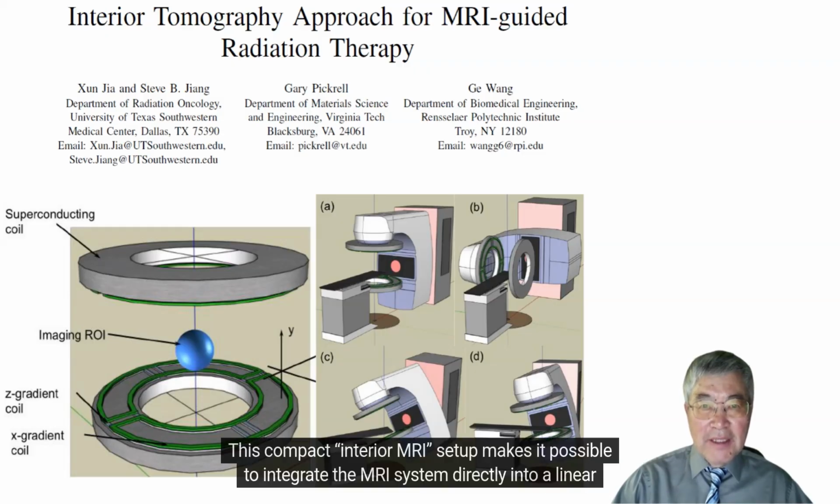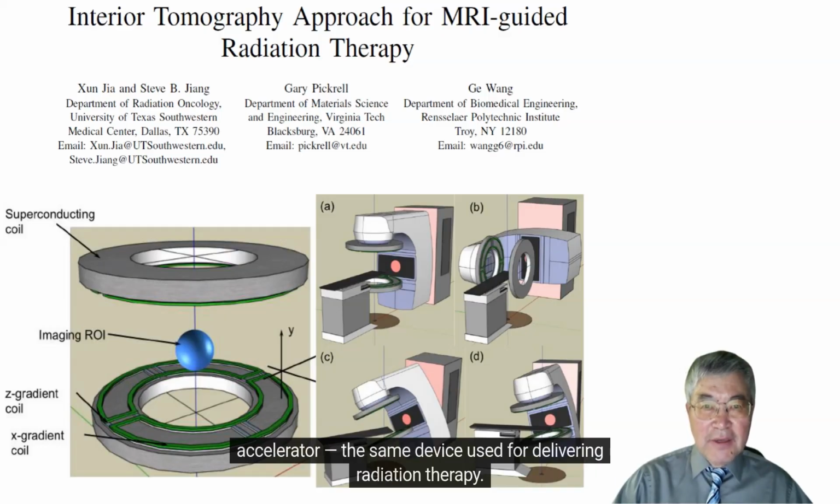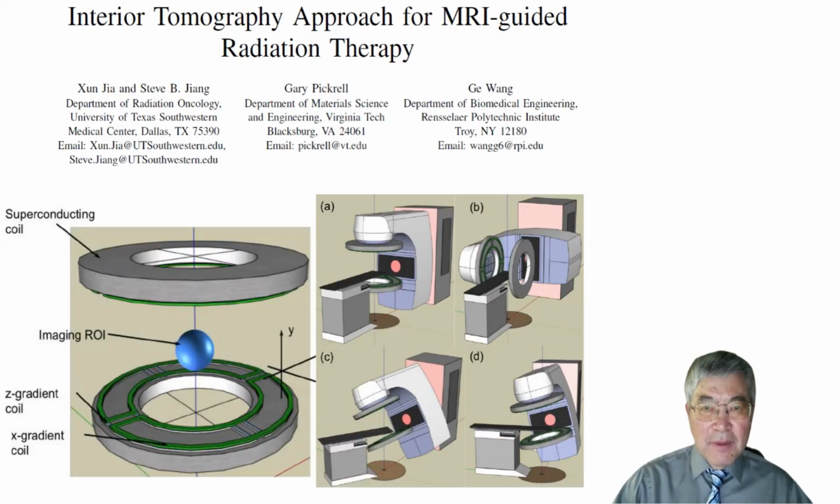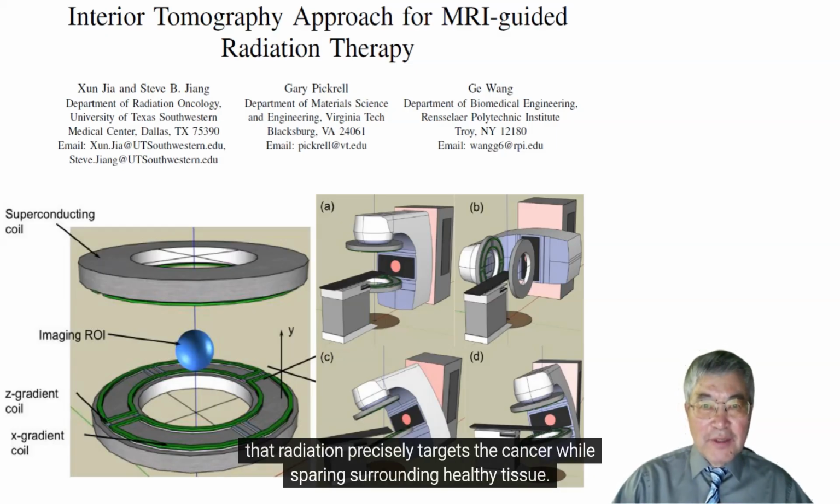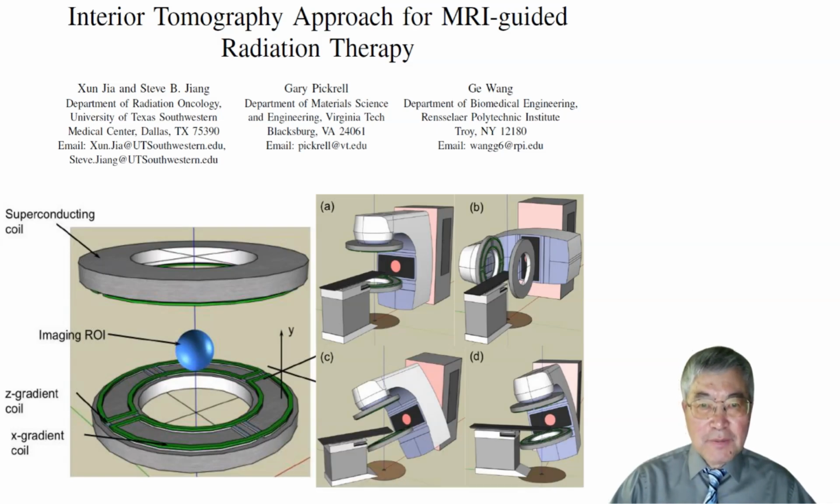This compact interior MRI setup makes it possible to integrate the MRI system directly into a linear accelerator, the same device used for delivering radiation therapy. With this configuration, we can track the tumor in real time and adjust the beam accordingly, ensuring that radiation precisely targets the cancer while sparing surrounding healthy tissue.